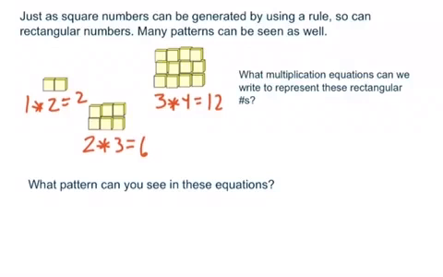Hopefully you could have written these multiplication equations. 1 times 2 does equal 2. That's what is represented here. 2 times 3 equals 6. 3 times 4 equals 12. Okay, so we have that down. Now think about this. What patterns can you see in these equations? What patterns can you see? Okay?